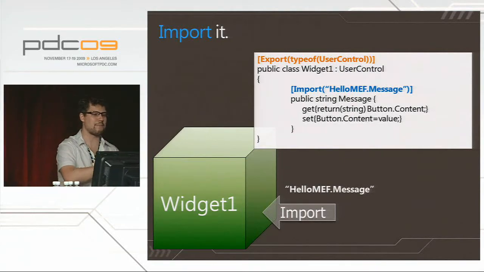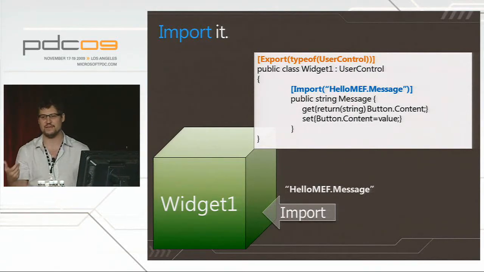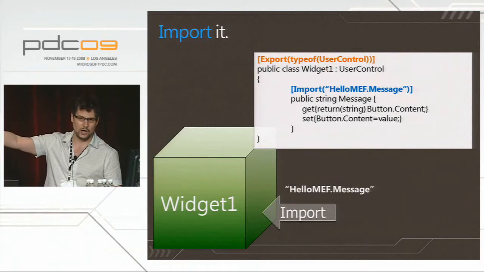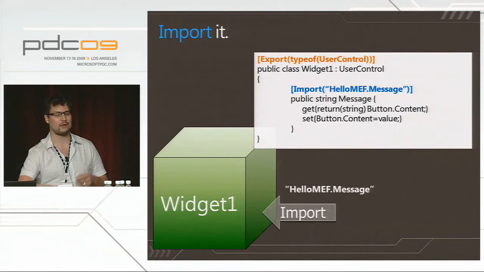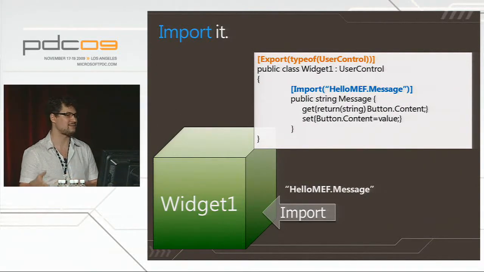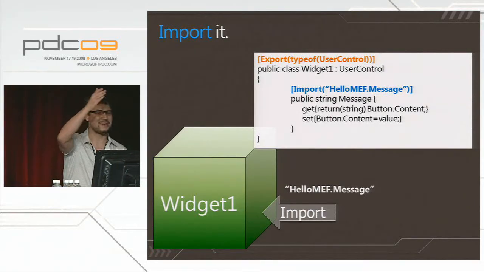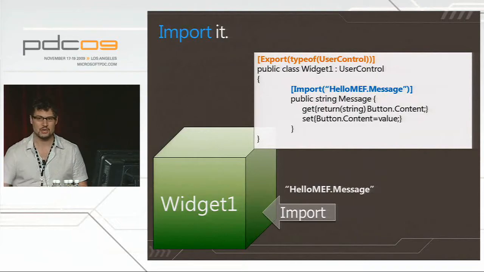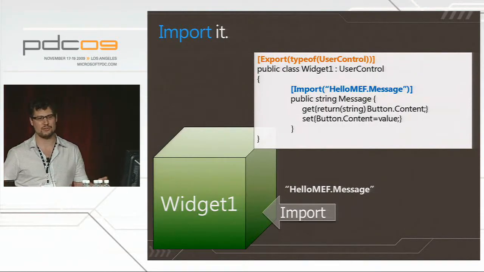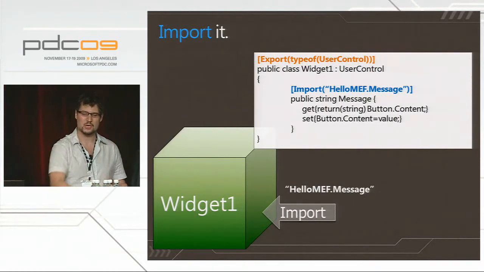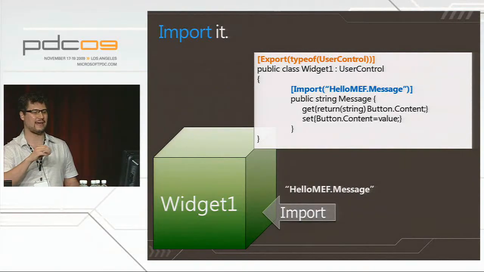Actually, we're not bound to type. The type is just a convenience that we render to a contract behind the scenes. So I can arbitrarily name my own contracts that make sense to me. In this case, I've said I'm going to be looking for a thing called hellomef.message. If I want to, I can use constants and other things to represent that so it's not loose. And we also have ways of hardening that up, which I'll show you in a bit.